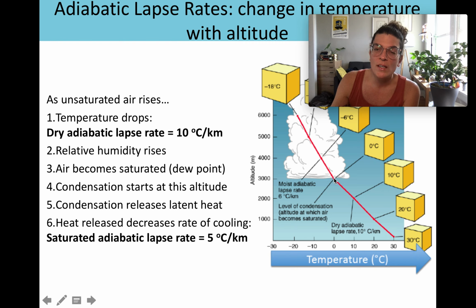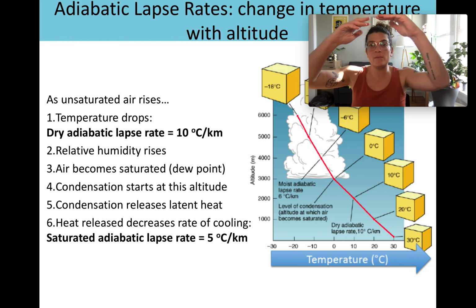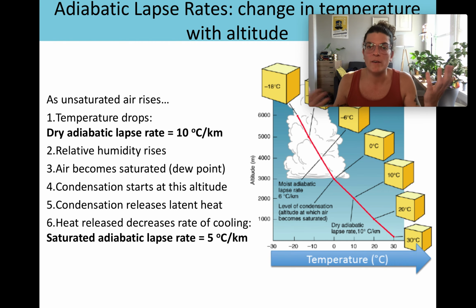And if we know the dew point, then we know where the cloud is going to form, because we can use the dry adiabatic lapse rate, right? If we know where the cloud is forming, then we can backtrace and figure out what the dew point is.